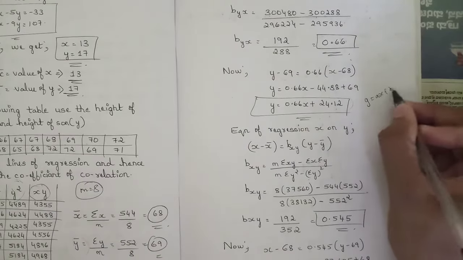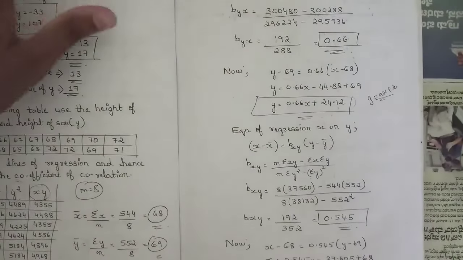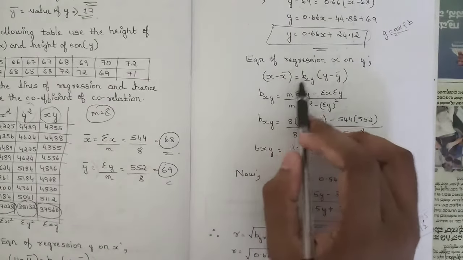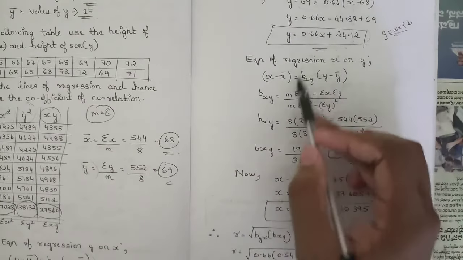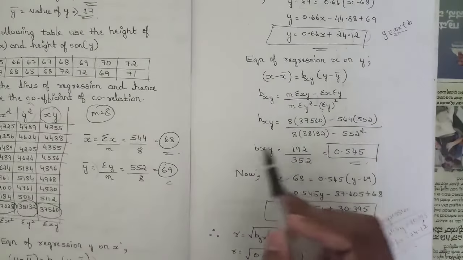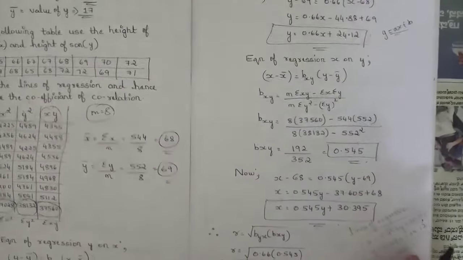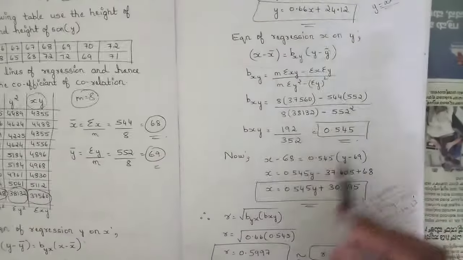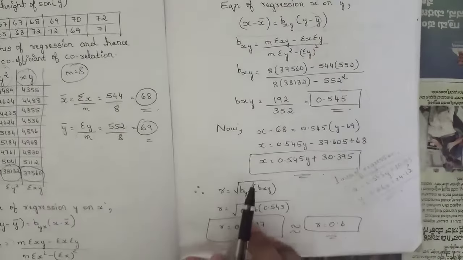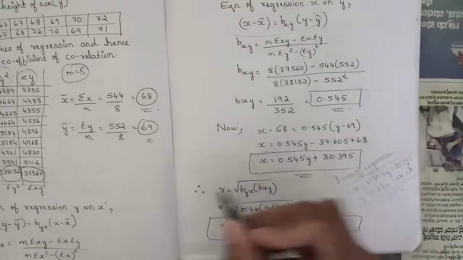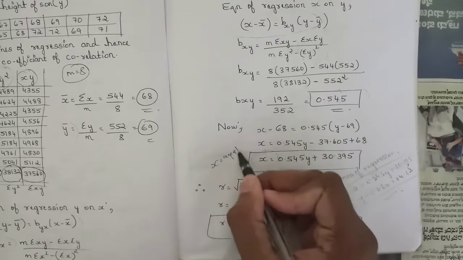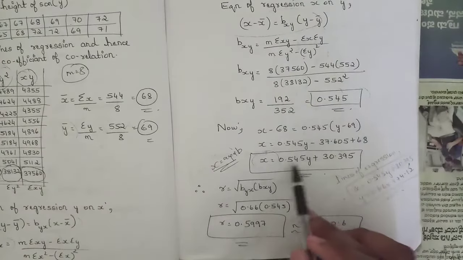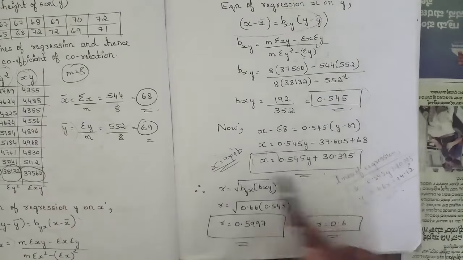That is y equal to ax plus b. Similarly, equation of regression x on y: x minus x bar equal to b suffix xy into y minus y bar. Find b suffix xy using the formula. I got it as 0.545 by simplification, and put this b suffix xy in this formula. While putting it in the formula, bring one x to the other side. So this is x equal to ay plus b, that is the regression line x on y. So I got it as 0.545y plus 30.395.